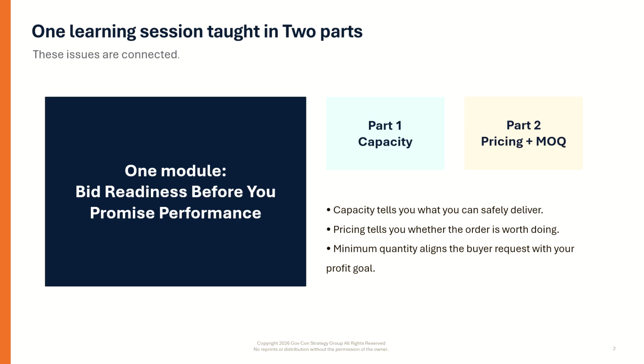Part 1 helps you test whether the business can perform the work. Part 2 helps you test whether the work is financially worth accepting. By the end, the question is not just, can we bid? The better question is, can we perform this contract? At this price, at this quantity, without damaging the business?